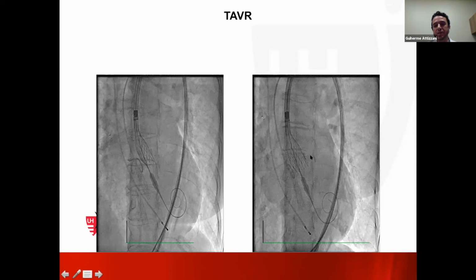Very high implantation. So you are the pro at this. I've seen you do this multiple times, and it's always uncomfortable for some of us, and I really admire this high implantation technique.